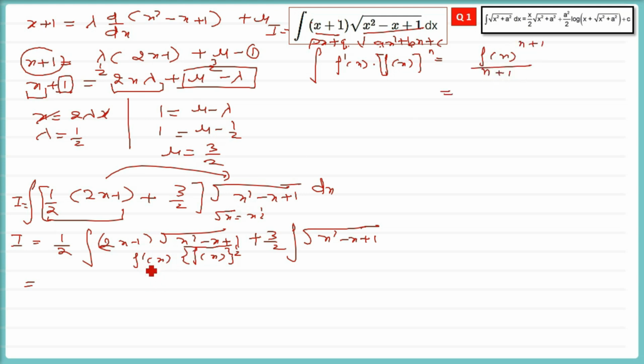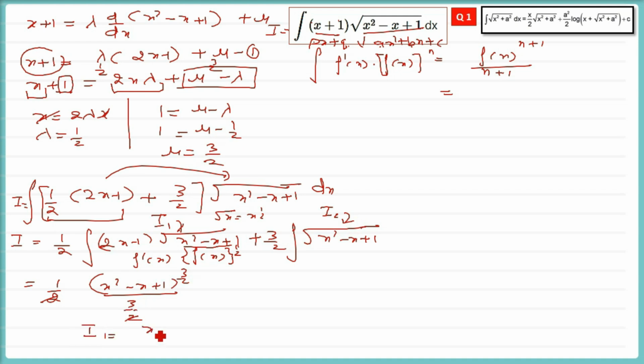So in this case, what is n? n is half because root is actually the power half. So what is f(x)? x square minus x plus 1. So I'm directly writing the formula now. Half is already outside. x square minus x plus 1 to the power 3 by 2 because half plus 1 is 3 by 2. Denominator you have n plus 1. What is n? Half. Half plus 1 is 3 by 2. Now 3 by 2 when it goes up it will be 2 by 3. So this 2 gets cancelled. 1 by 3 will come up in the front. So I1 is already done.